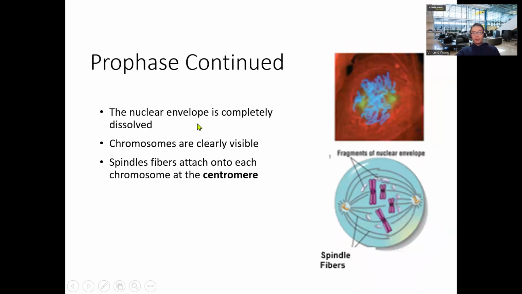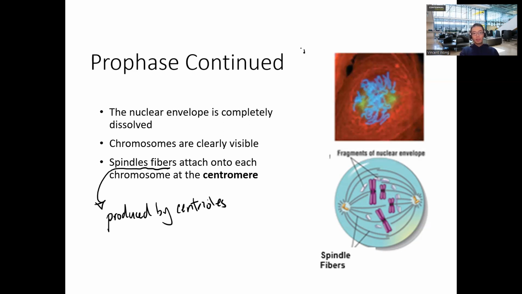And then later on, the nuclear envelope is completely dissolved, and you can see the chromosomes are pretty much out of the nucleus. There's no more nucleus, essentially. It's all in the cytoplasm now. And we can make out the individual chromosomes very clearly. And also the spindle fibers that were produced by the centrioles, I'm just going to write it out for you, produced by centrioles, they will attach to the centromere of each sister chromatid pair.